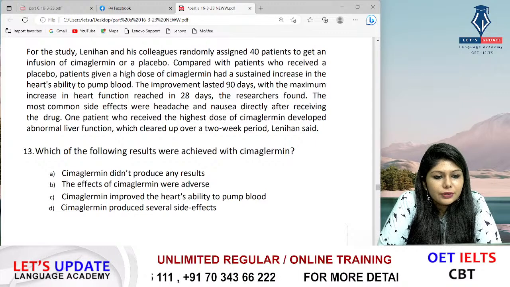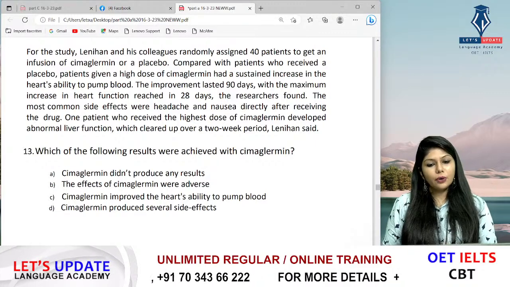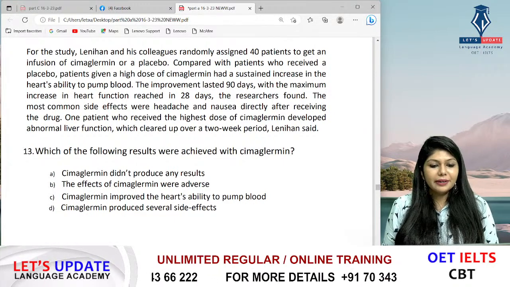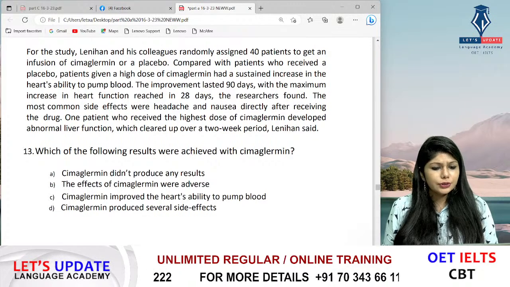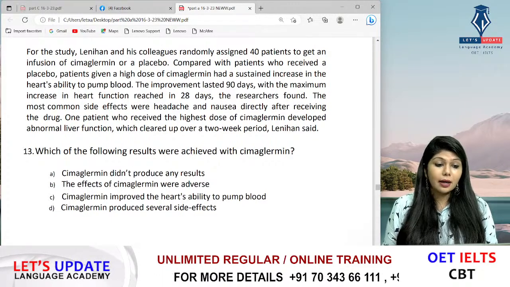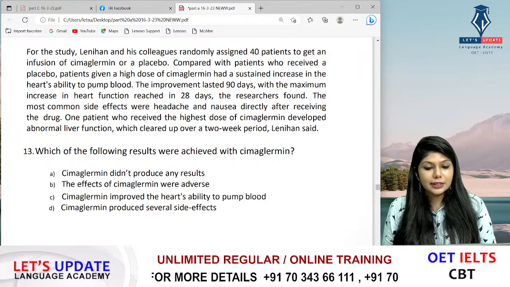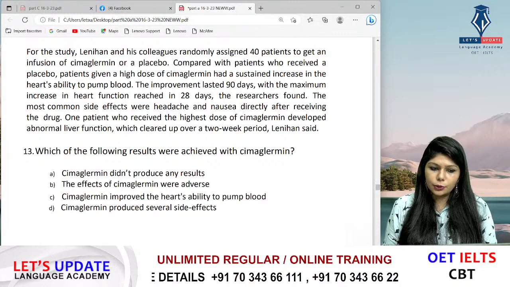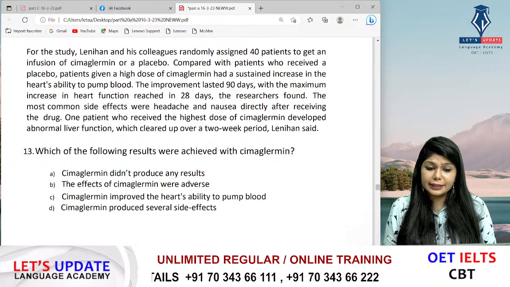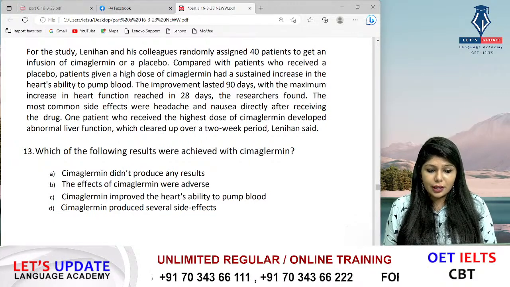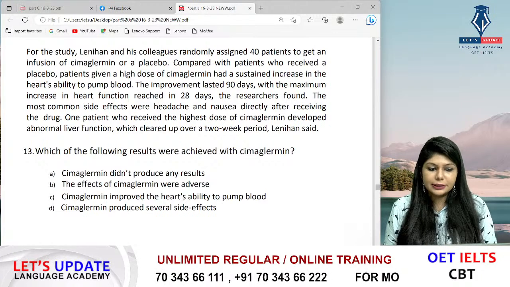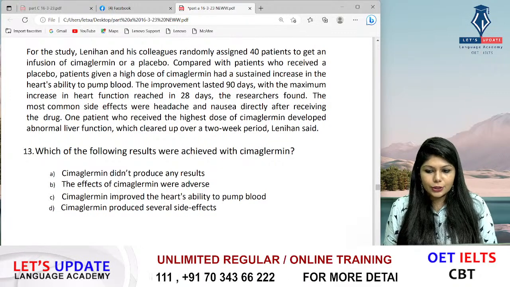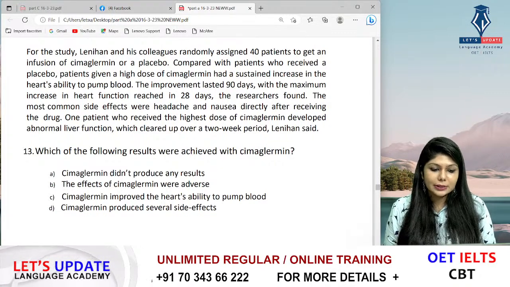For the study, Lenihan and his colleagues randomly assigned 40 patients to get an infusion of semaglutide or a placebo. Compared with patients who received a placebo, patients given a high dose of semaglutide had a sustained increase in the heart's ability to pump blood. The improvement lasted 90 days, with a maximum increase in heart function reached in 28 days, researchers found. The most common side effects were headache and nausea directly after receiving the drug. One patient who received the highest dose of semaglutide developed abnormal liver function, which cleared up over a 2-week period, Lenihan said.